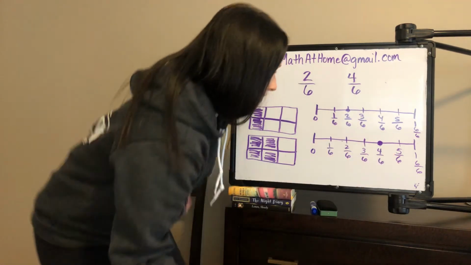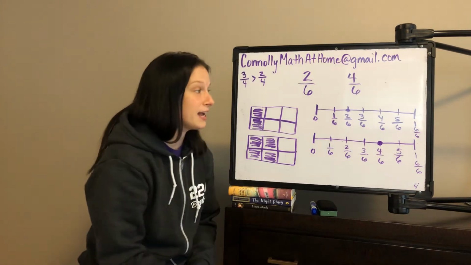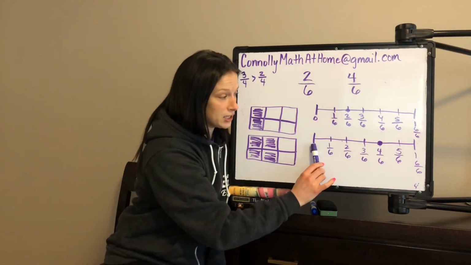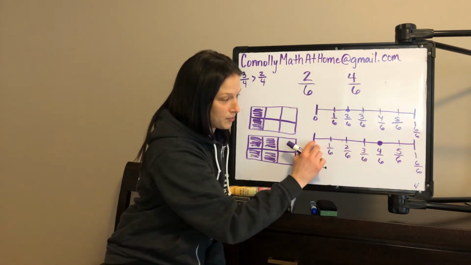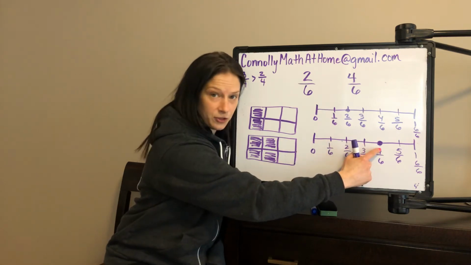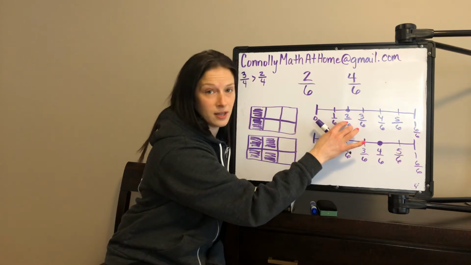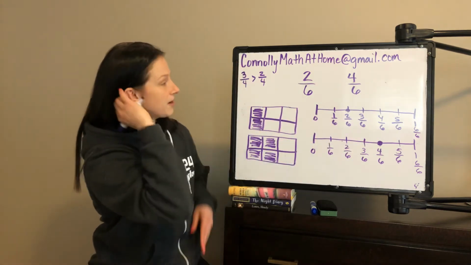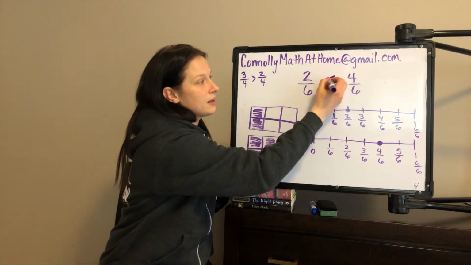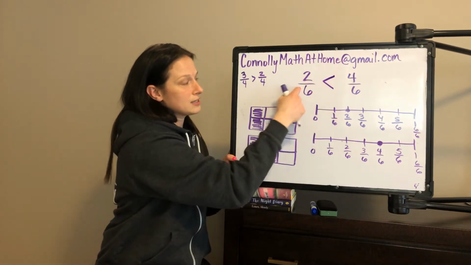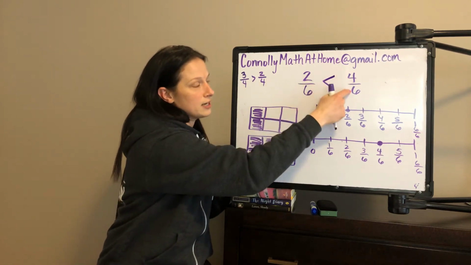And then I can clearly see again on our number line that the distance between 0 and 4/6, so the distance from here to here, is further and greater than the distance from 0 to 2/6. Okay, so when I'm thinking about this, this would read 2/6 is less than 4/6.